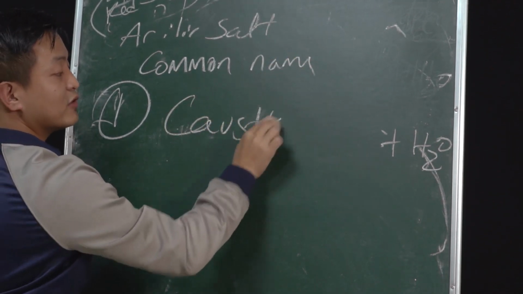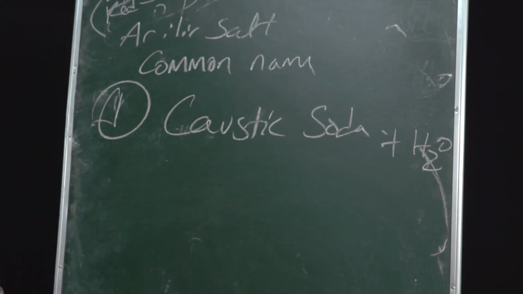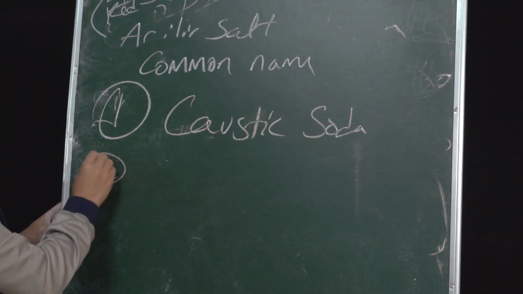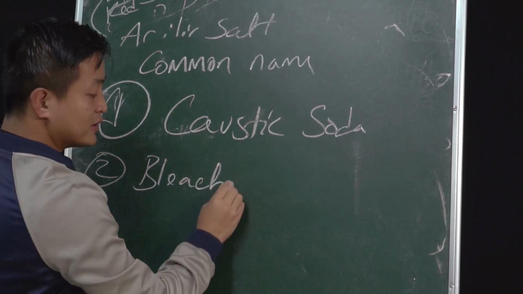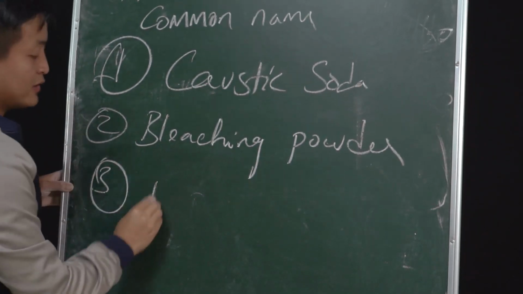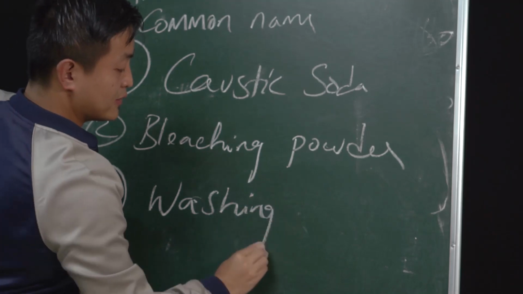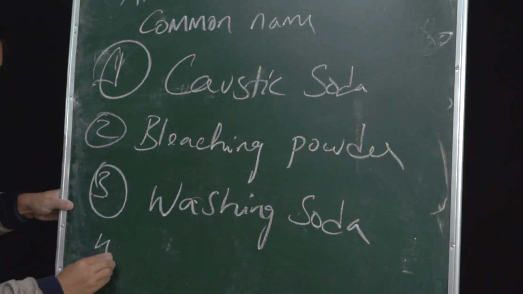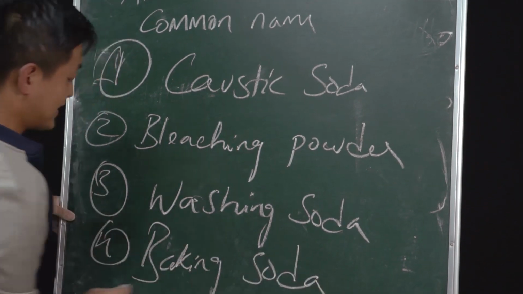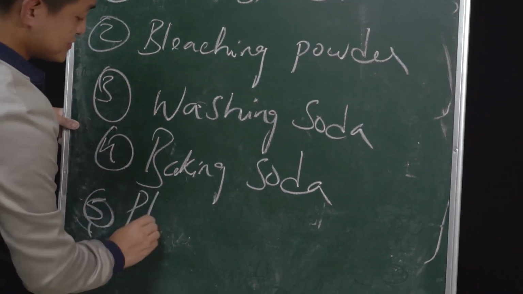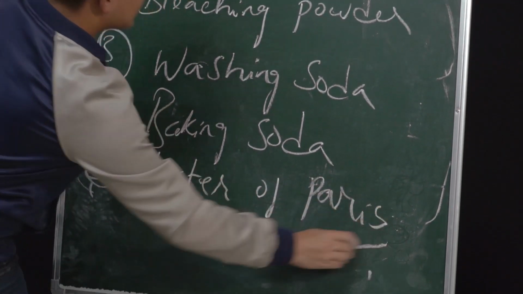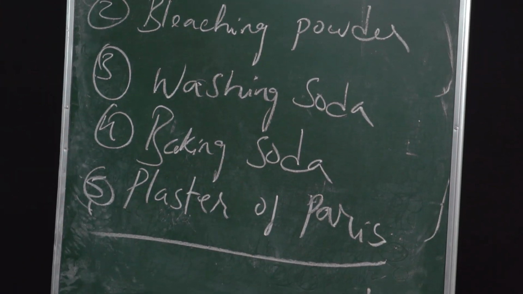So the first one would be caustic soda. Caustic soda. Clear? Now the second one would be bleaching powder. The third one would be washing soda. The fourth one would be baking soda. And the last one would be plaster of Paris. Plaster of Paris.